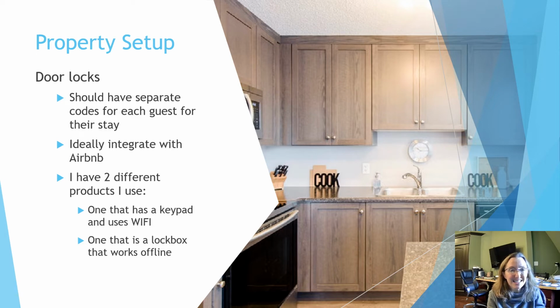Now, the other thing is that letting people know the codes can be quite a problem if you are setting up different codes. Ideally, you want door locks that will integrate with Airbnb, which we likely have choices for now. I have two different products I use depending on the type of property. One I really like has a keypad and uses Wi-Fi, and like I said, integrates directly with Airbnb. In some cases, this doesn't work well, so another one that I use is a lockbox for a key that works offline. I'll talk about each of those and why I use them.